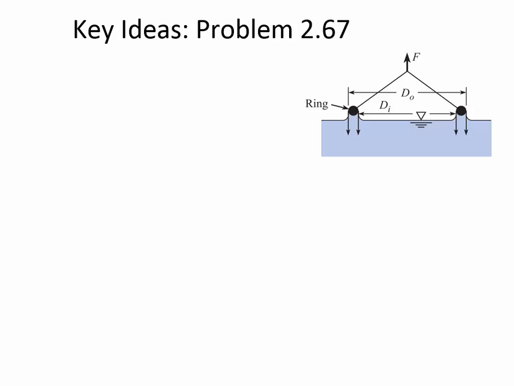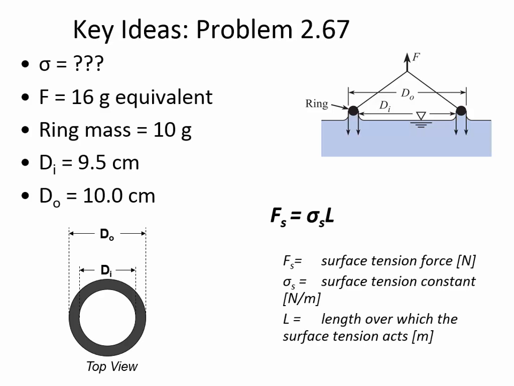We're looking at a cross-sectional view here. Let me give you a top view of what this ring looks like. So this is a ring that goes all the way around, and this cross-sectional view is just cutting the ring here so that we're looking at the thickness of it. So in the problem statement, it's telling you the inner diameter of the ring. It's telling you the outer diameter of the ring. So back to this idea of the needle floating in the water. Where is this ring bending the water surface and interacting with surface tension?